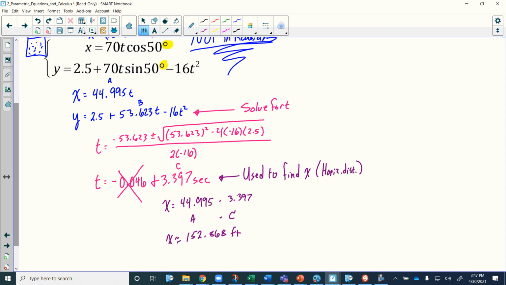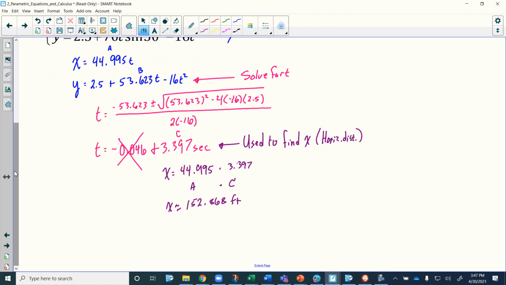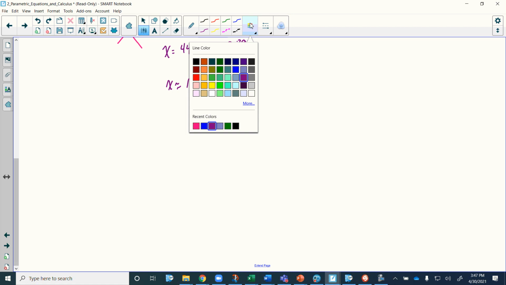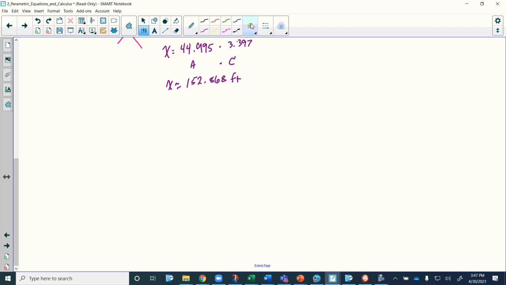Well, now we need the length of the arc to compare them to. So the length of the arc is similar to what we did on the last example, where I'm going to say the length of the arc is going to be the integration from something to something, in this case time. So it's going to be from 0 to the 3.397 seconds of the square root of the derivative of x and the derivative of y.